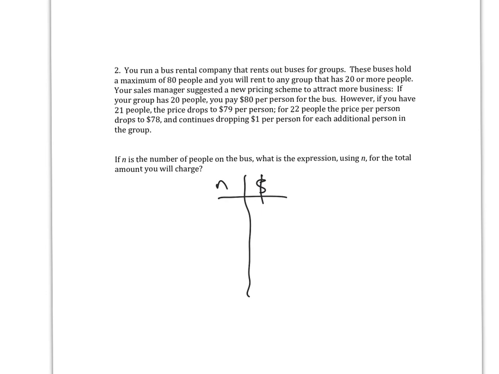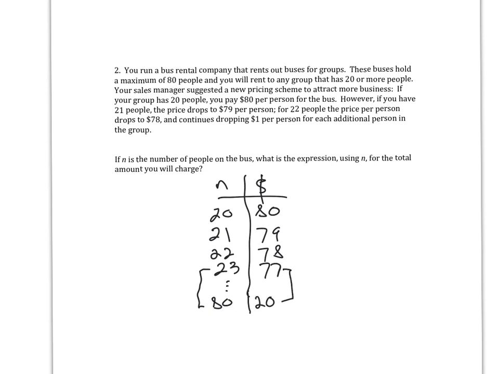So we know that at 20 people, it's going to cost 80 per person. At 21, it's going to go down to 79. At 22, it's going to go down to 78. At 23, it'll go to 77. And we know this goes all the way down until we get to the number of 80, which is the maximum the bus can hold. And now we know, since we've gone up 57 to get from 23 to 80, we'll have to go down 57 to get from 77 to 20, because we're going down $1 per person for each increase of 1 in the value of N.